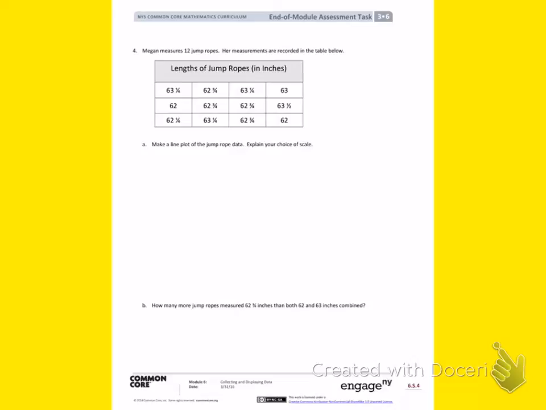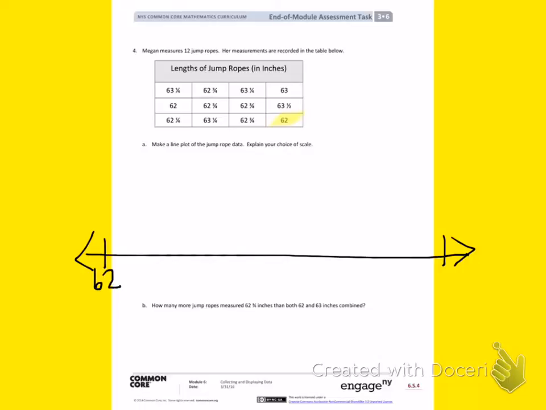To start, I'm going to make a number line. I'm going to mark 2 endpoints. Then I'm going to look at my jump rope data and find the shortest number, or the smallest number. The smallest number I see is 62, so I will have 62 be my first endpoint. Then I'm going to look for the biggest number, which is 63 and 1/2. So that will be my last endpoint.